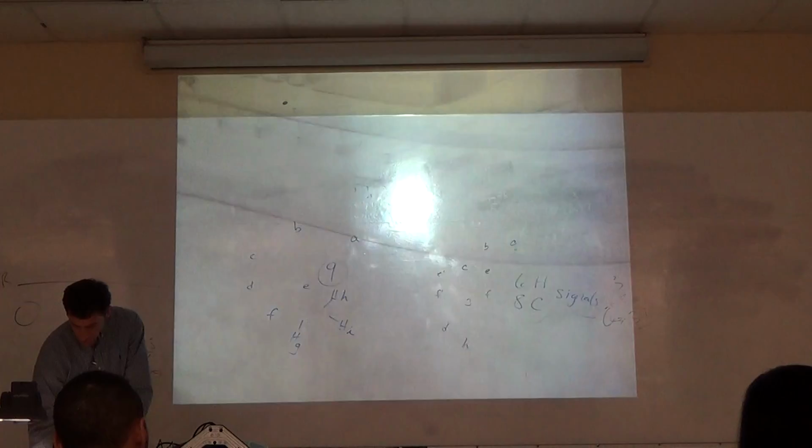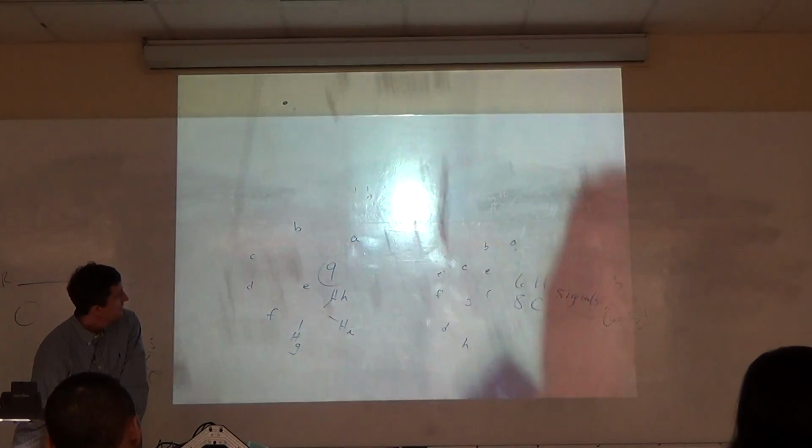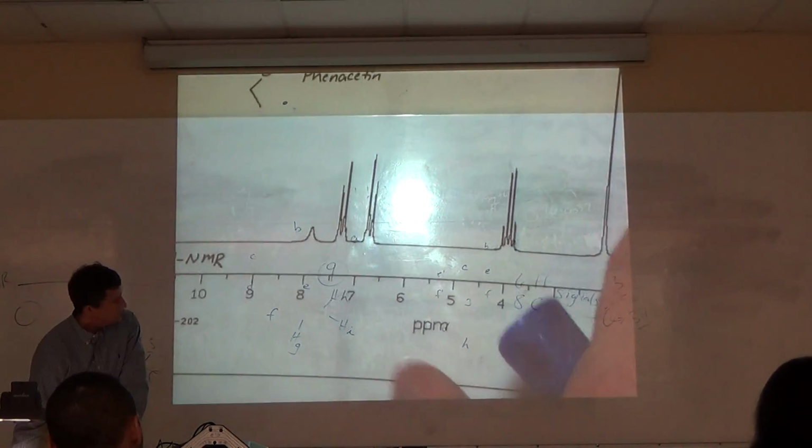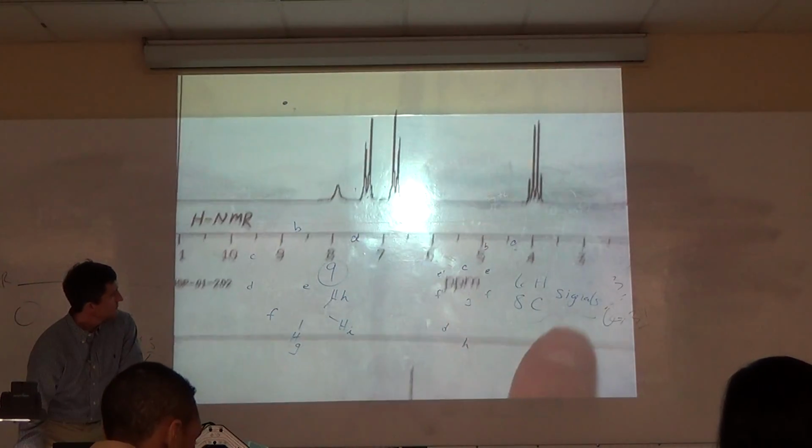Now if you flip over, we'll see the proton NMR and carbon NMR in sequence. Top is the proton, up at 0 to 10 or 12 ppm.